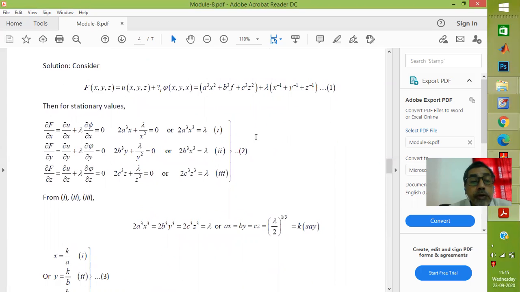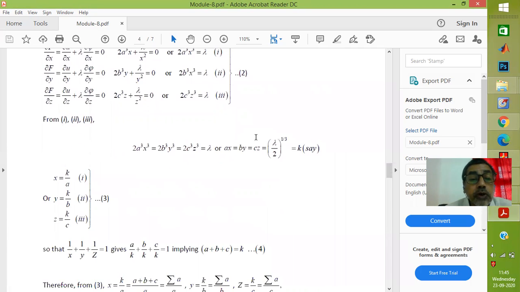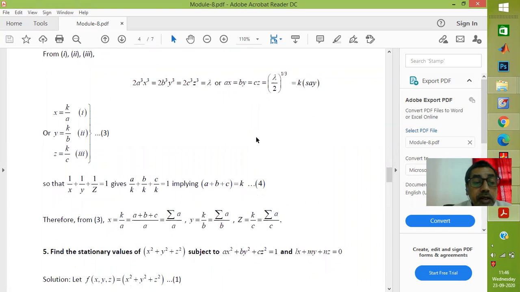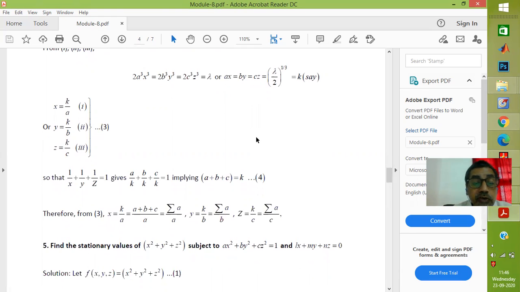So when you do this and take the partial derivatives, equate them to 0, we get 2a cubed x cubed is equal to 2b cubed y cubed is equal to 2c cubed z cubed is equal to lambda. So now when you take the cube roots, we get ax is equal to by is equal to cz is equal to (lambda by 2) to the power of 1 by 3. Suppose this quantity is called k. So you find out x, y, z in terms of k, and then you go back to the constraint equation and find out the values of x, y, z in terms of a, b, and c.